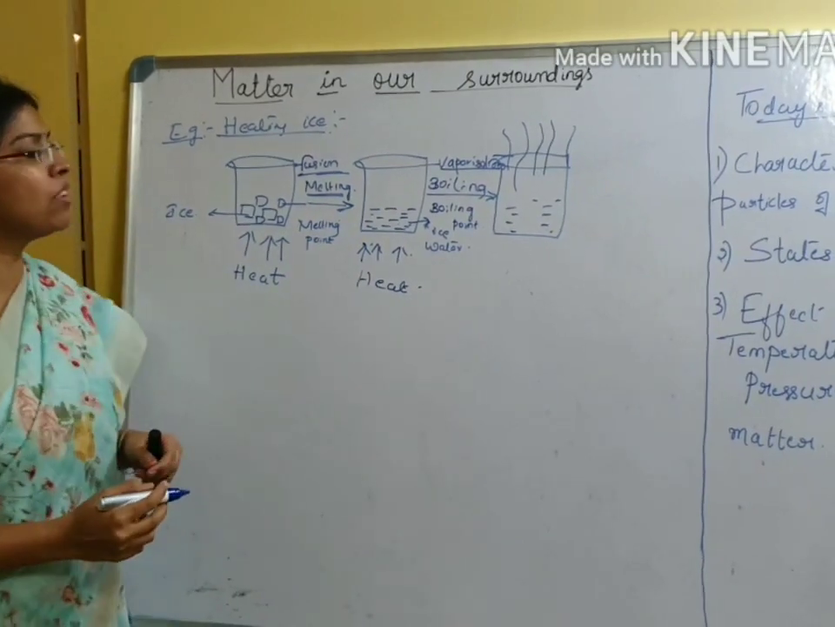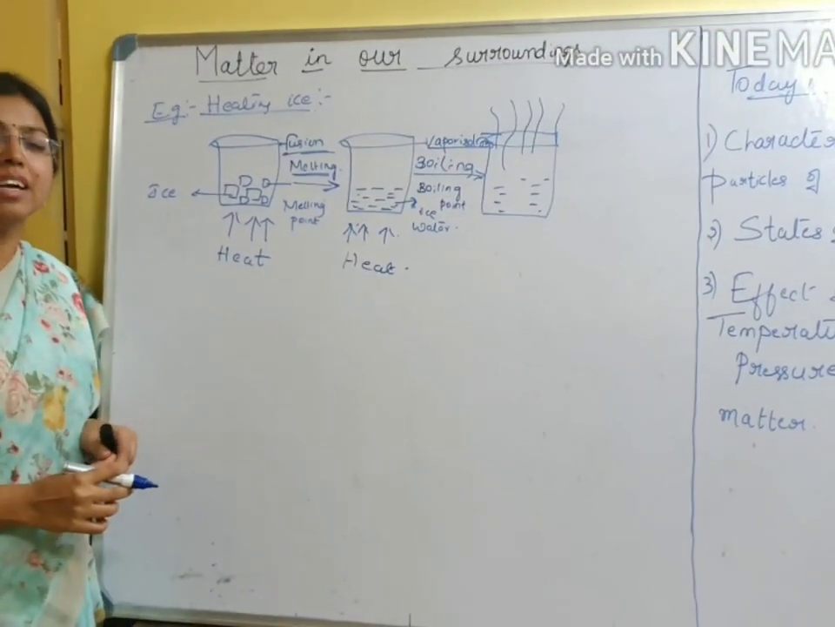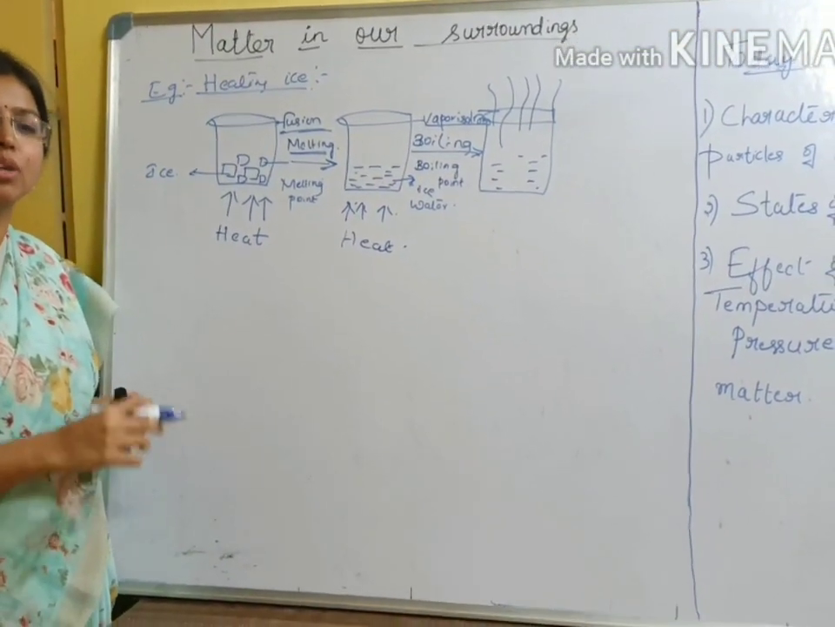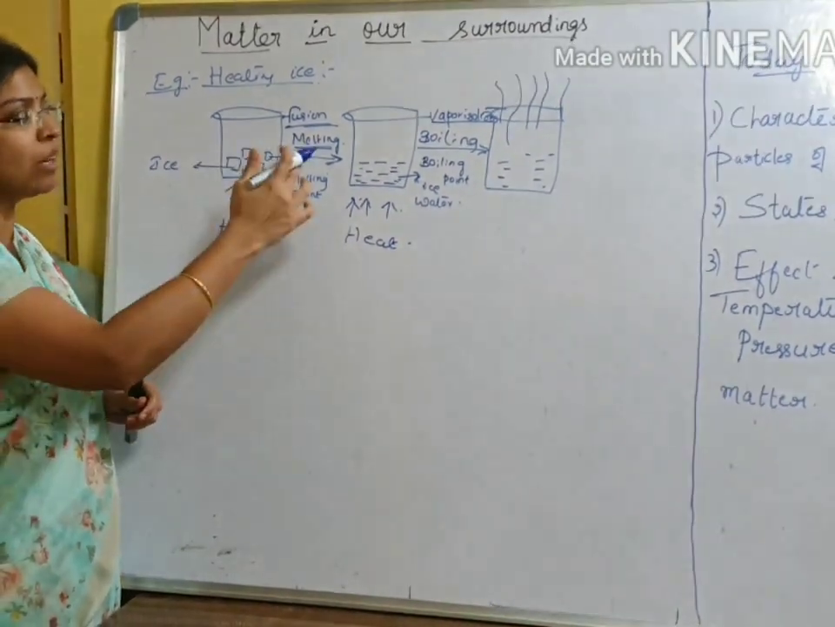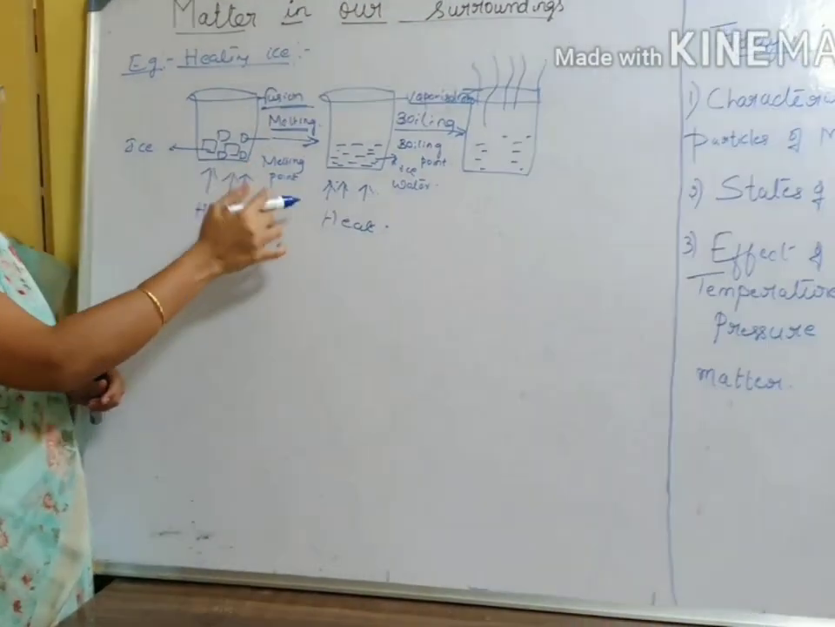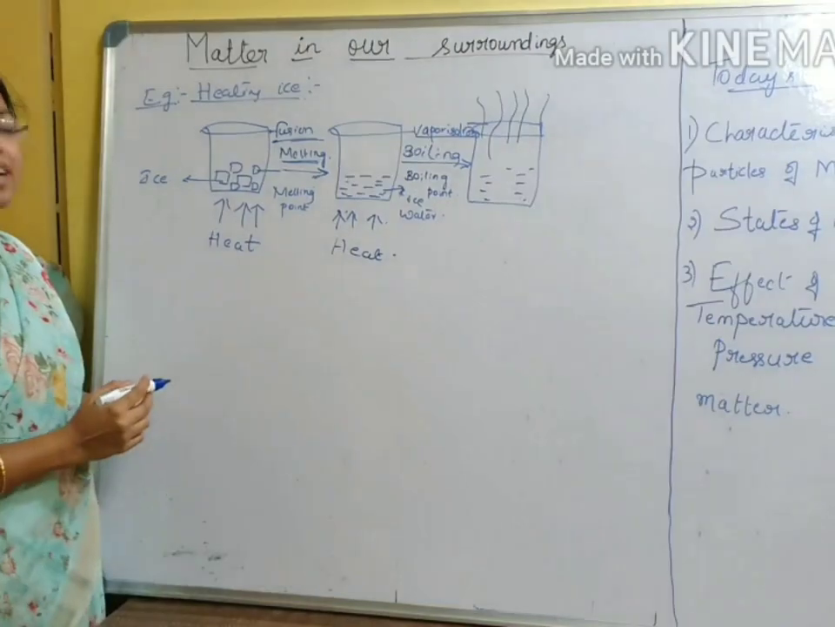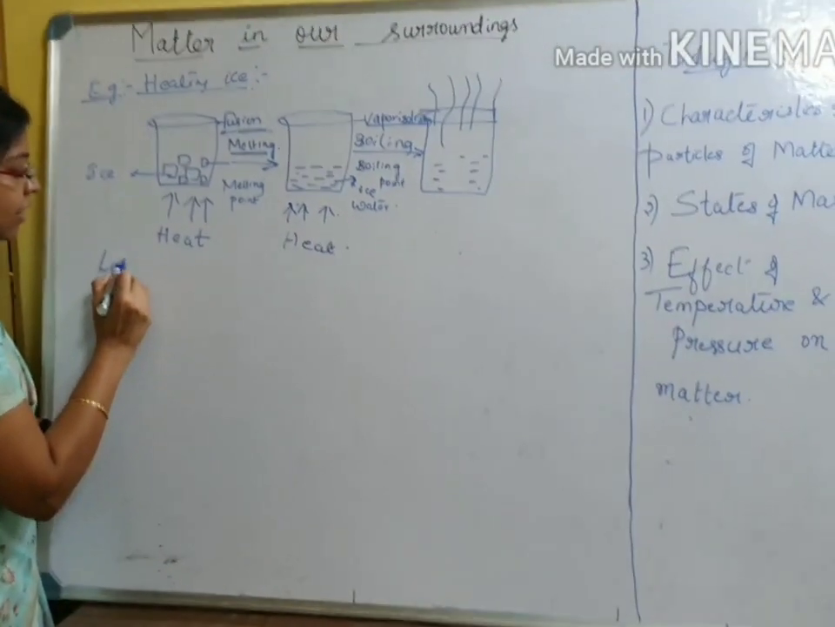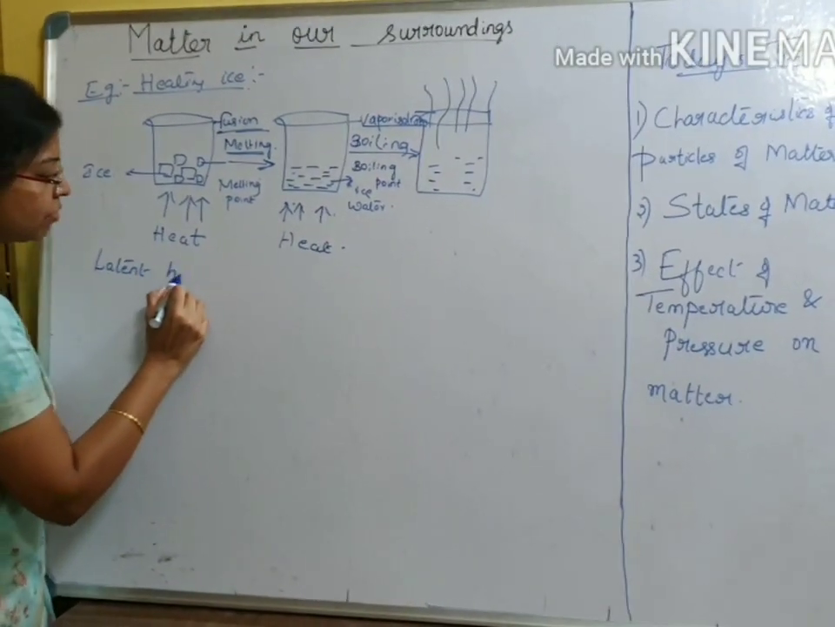So we will define what is latent heat of fusion. The amount of heat required to convert 1 kg of solid to liquid at its atmospheric pressure and at its melting point is called the latent heat of fusion.